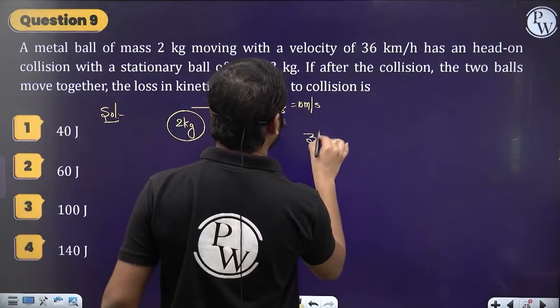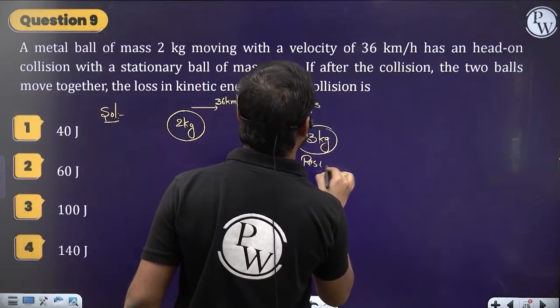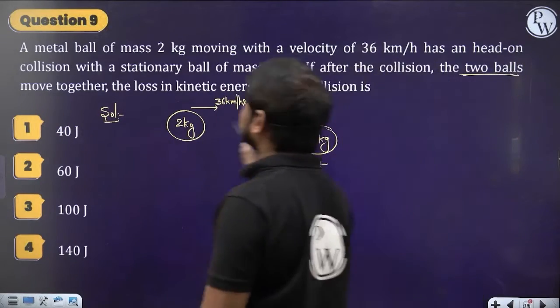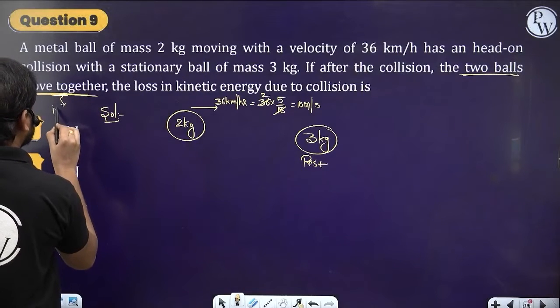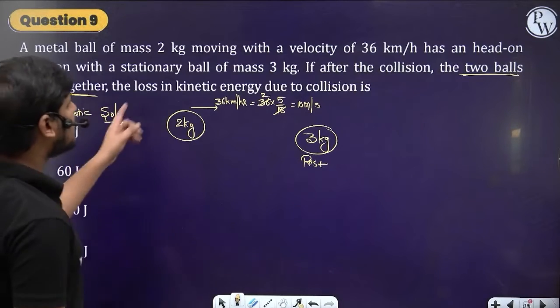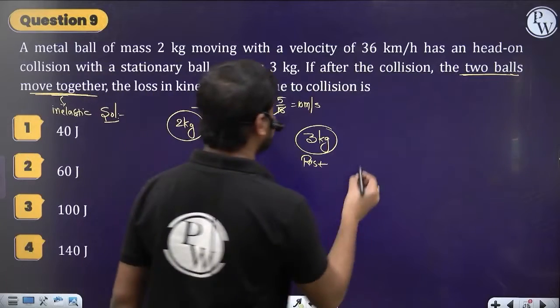So here is a 3 kg ball which is at rest. Initially its velocity is 0. After the collision, the 2 balls move together. So what kind of collision is it? The collision is going to be an inelastic collision. We have to find the loss in kinetic energy due to collision.